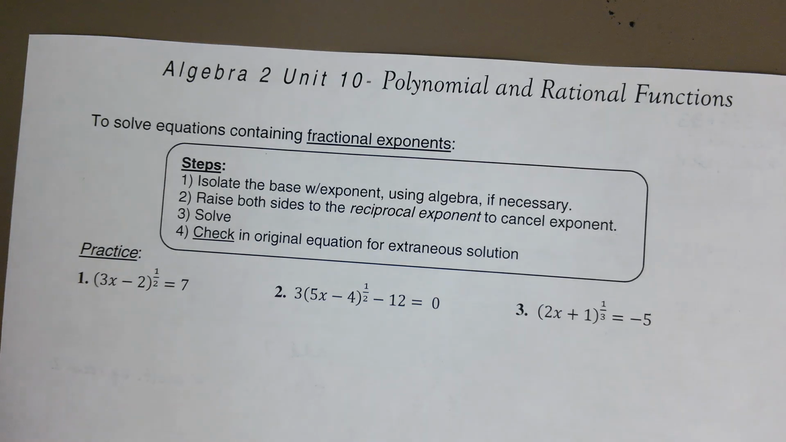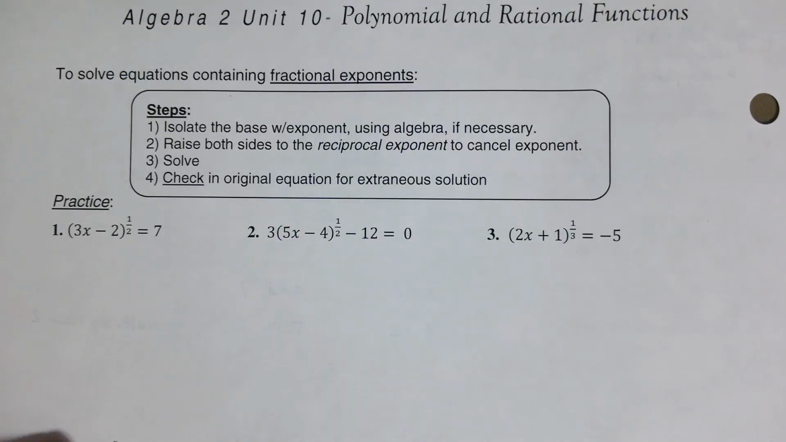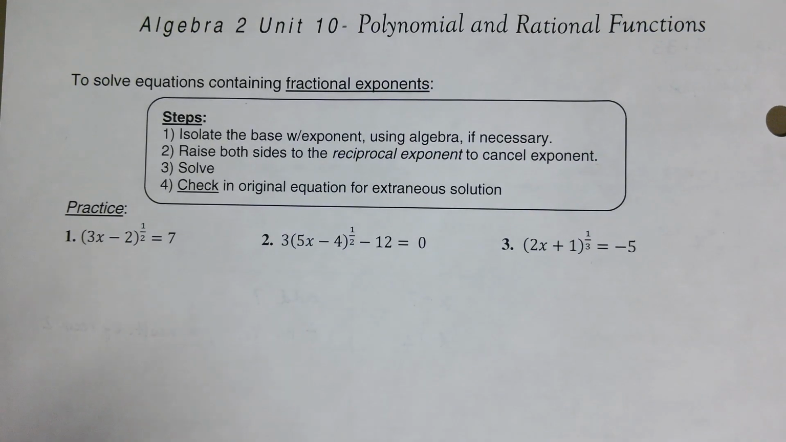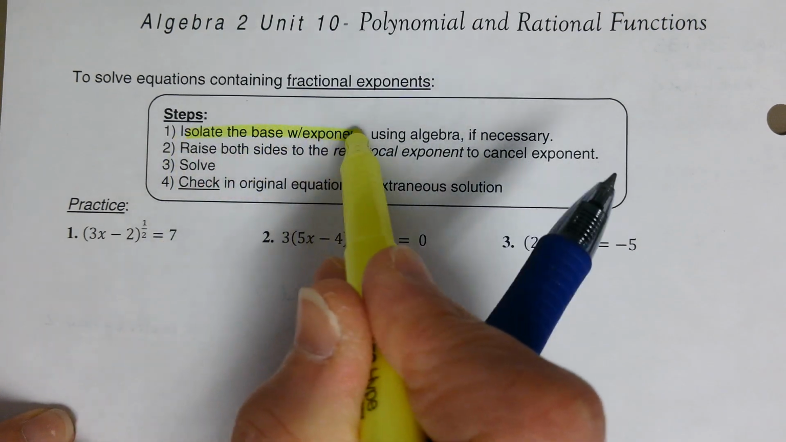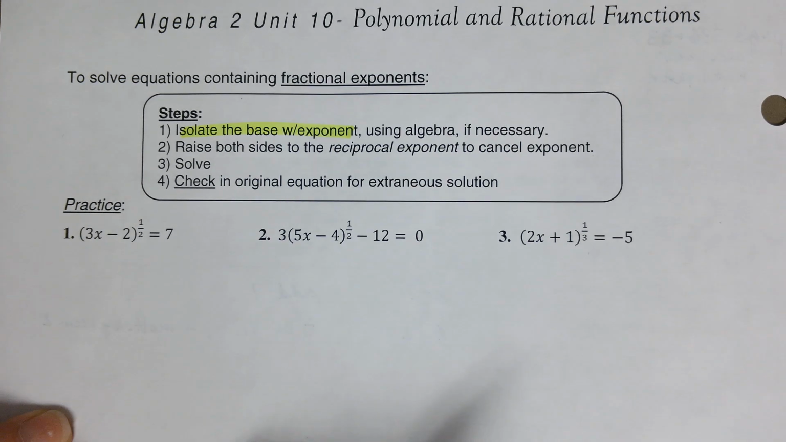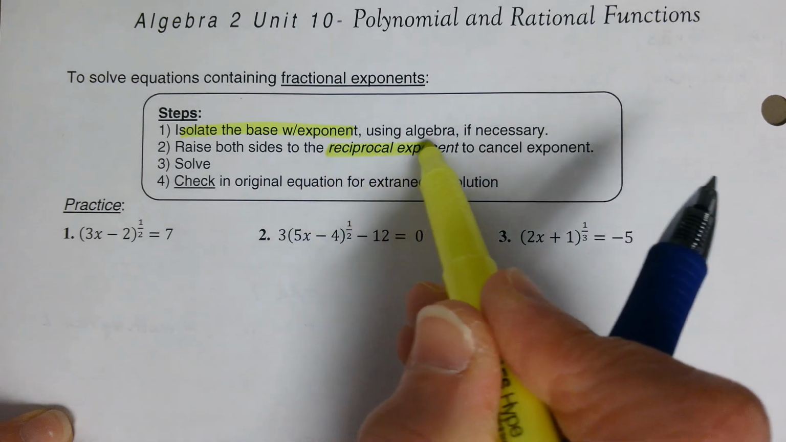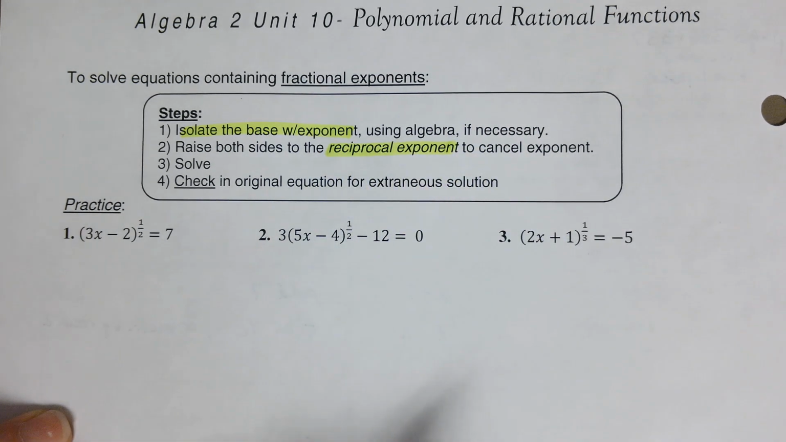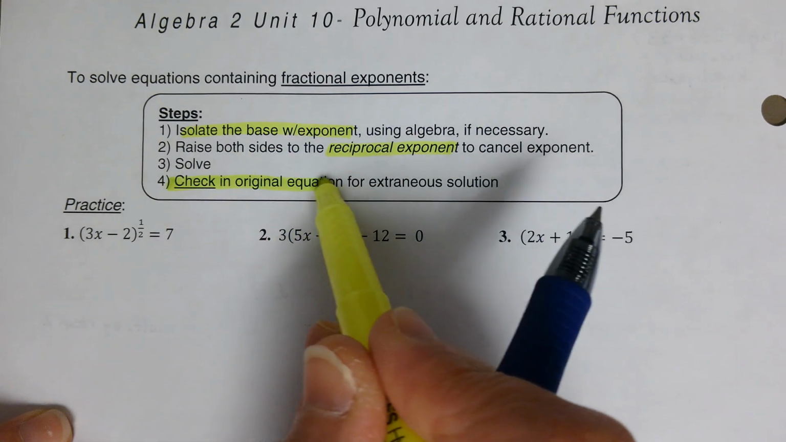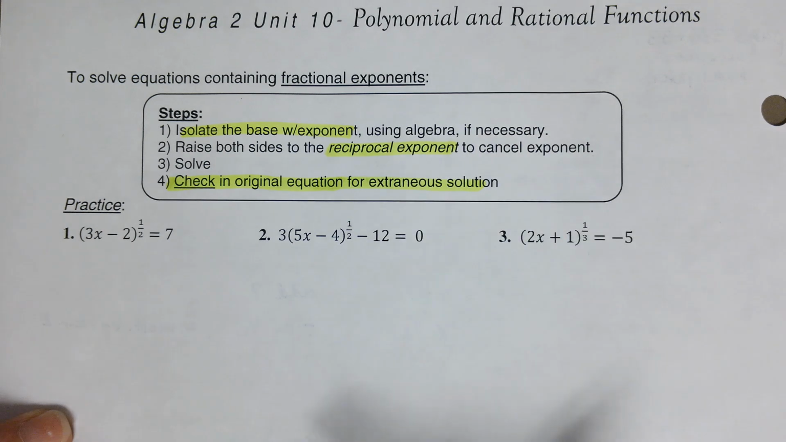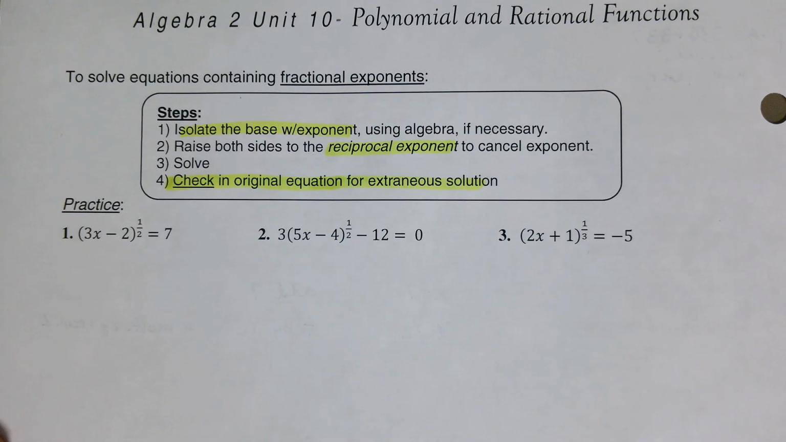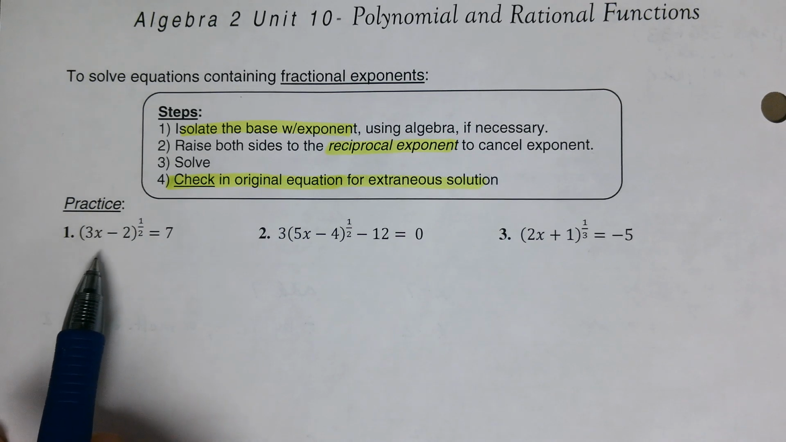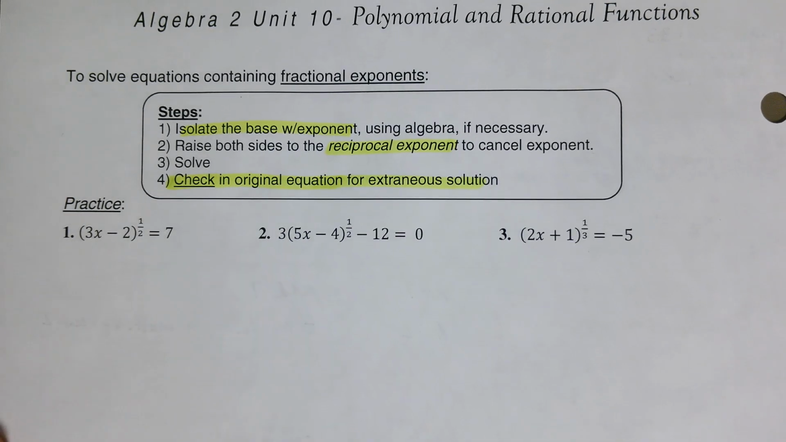Okay, so here we go. To solve equations containing fractional exponents, we want to isolate the base with the exponent using algebra if necessary. Raise both sides to the reciprocal exponent to cancel the exponent, solve, and then check in the original equation for extraneous solutions. You must check. Isolate the base with the exponent.